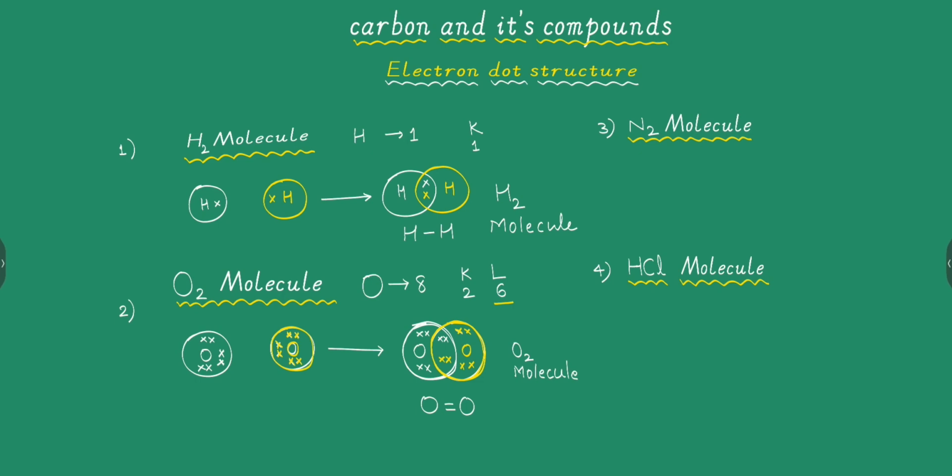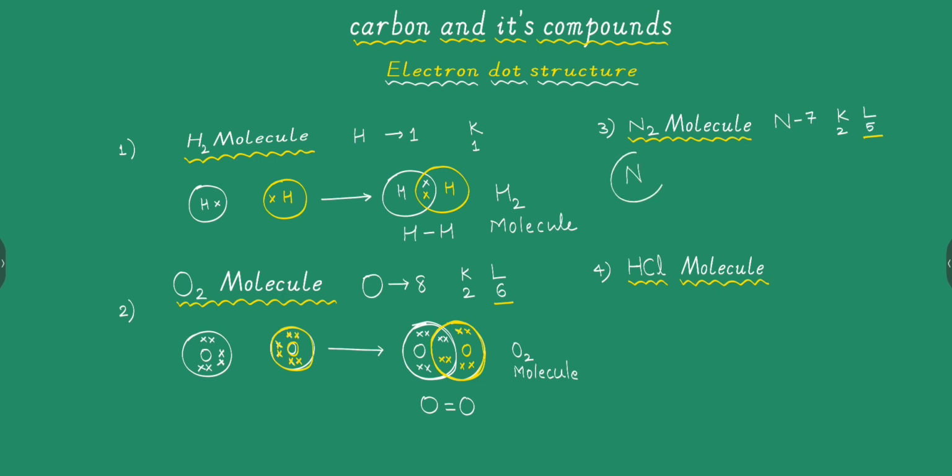Now coming to the nitrogen molecule, to understand it again you have to know the atomic number of nitrogen, that is 7. So if you write the electronic configuration, in the K shell 2 electrons will be filled and the remaining 5 electrons will be filled in the L shell. So the number of electrons in its outermost shell is 5. So here also nitrogen tries to get 8 electrons in its outermost shell.